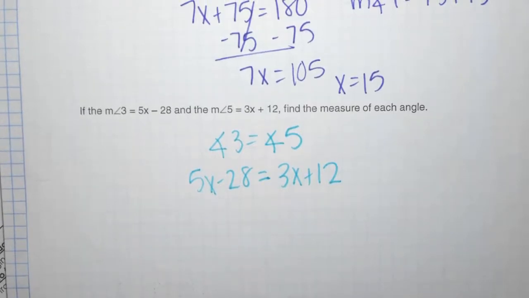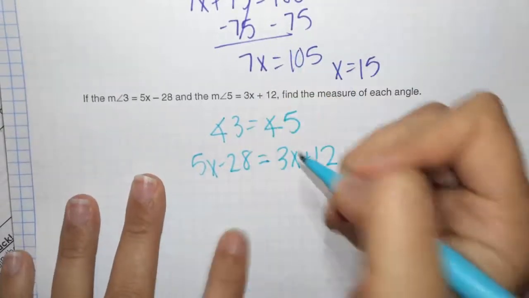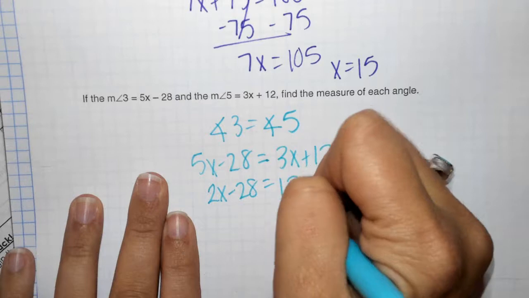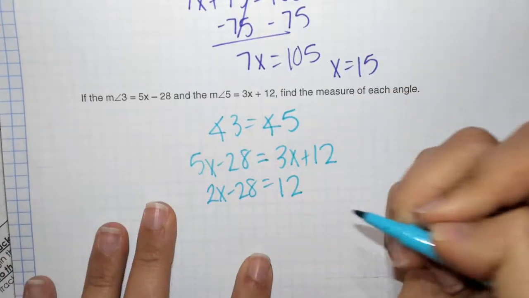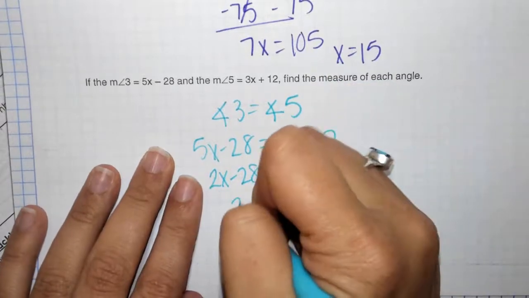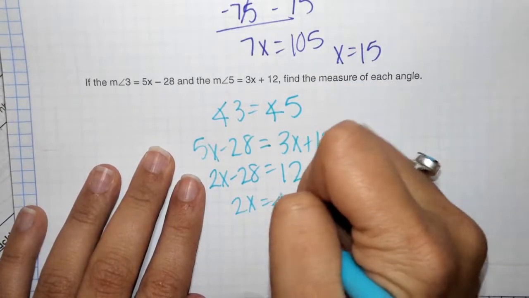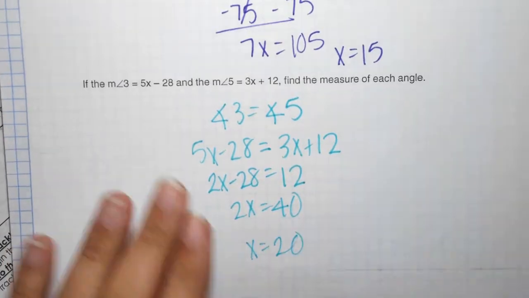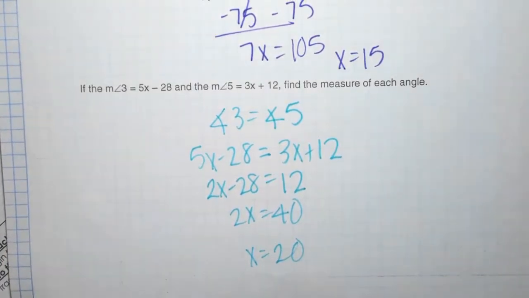Did y'all set them equal to each other? Did you subtract 3x? And you got 2x minus 28 equals 12. And then you add 28, and you get 40. So then what does x equal? It equals 20. Now, did it ask for x or did it ask for the measure of the angle?